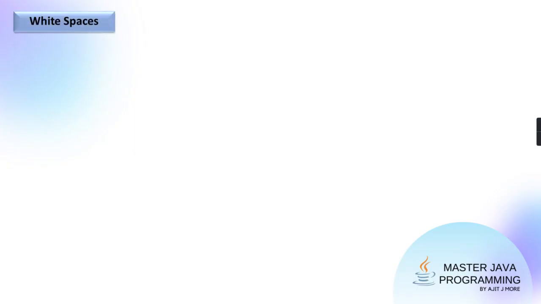Let's move on to the next thing. Now next is about white spaces we have to discuss. White space means what? Space characters. All the space characters in your program are called white space. So they can be only spaces which you put with a space bar.